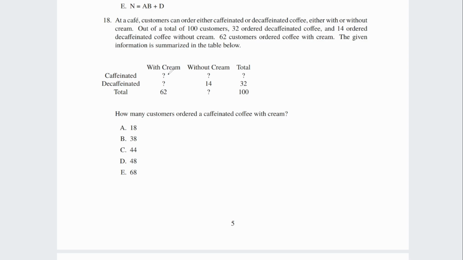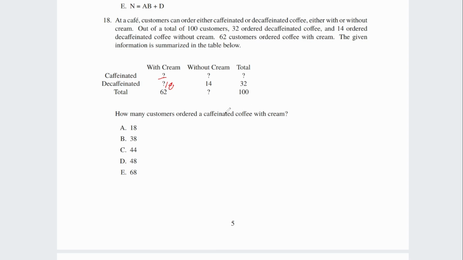In other words, we're trying to find this value. And to do this, we need to find this value, right? So that we know how these add up to 62. So decaffeinated with cream is going to be the total of the decaffeinated minus the decaffeinated without cream. 32 minus 14, in other words, which is 18. 18 plus 14 is 32. Yes, that's right. 18.